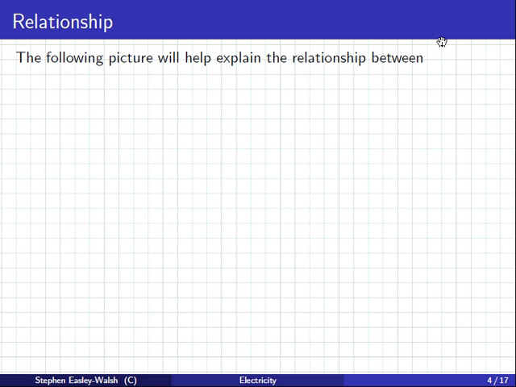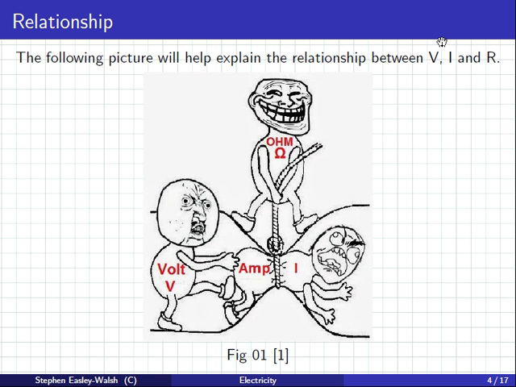So the following picture will help explain the relationship between current, voltage and resistance. V, I, and R are the letters we use. Now, I searched the internet to try and find a helpful picture to explain the relationship, so this is what I found. When I was Google imaging, I just thought it was too funny not to use. So, this is the resistance.